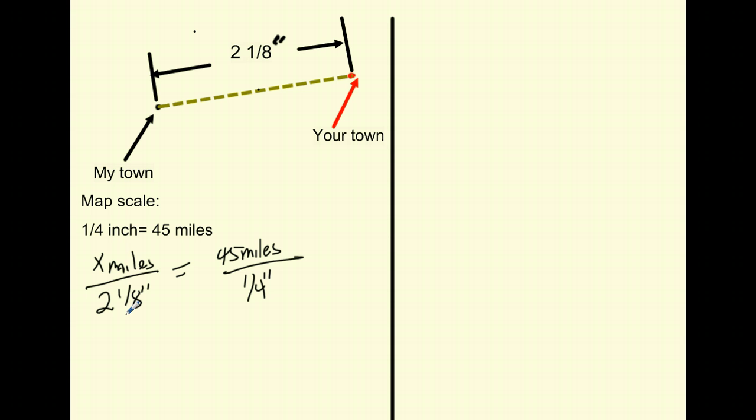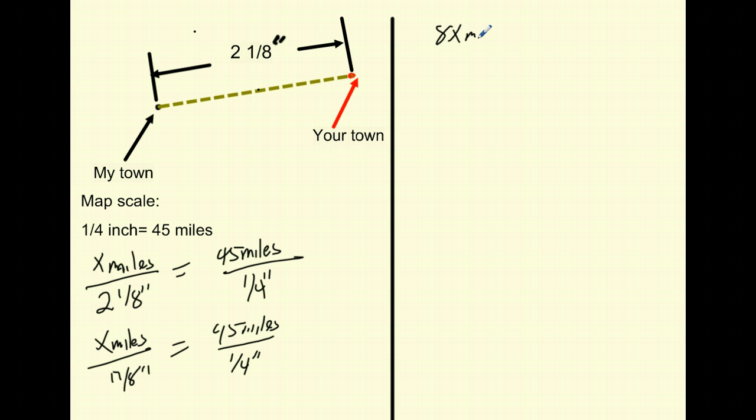So this is a mixed fraction, so I change that to a proper fraction. So that's equal to X miles divided by 2 times 8 is 16, plus 1 is 17/8 inch, is equal to 45 miles divided by 1/4 inch. Okay. Then these are fractions. I invert and multiply.